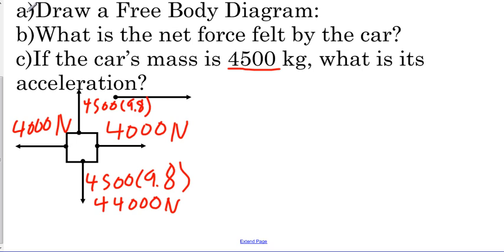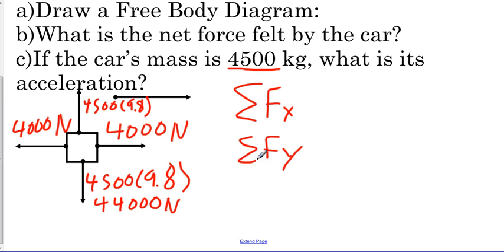So that's part A. Part B, what is the net force felt by the car? Now, this is where I want to talk about what we call summation equations. And this is when we use sigma. So sigma F means the sum of all forces in a particular direction. So we can say sigma F in the X and sigma F in the Y. So we can do the sum of all forces in the X, and then we can do the sum of all forces in the Y.